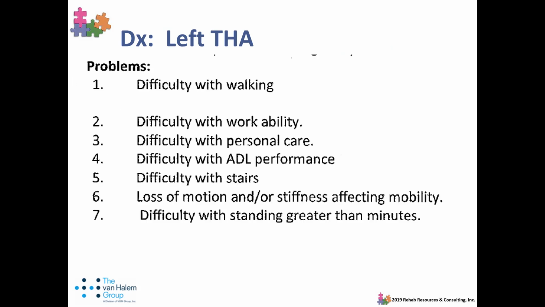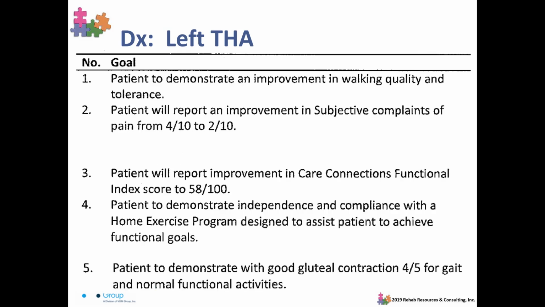Now, this patient's problems for a left total hip are listed here. Difficulty with walking, workability, personal care, ADL performance, stairs, loss of motion, stiffness, and standing. However, when you look at the goals, they're not all objective and measurable. So you have an improvement in Care Connections and subjective complaints, but again, we have that standard goal of improvement in walking quality and tolerance, but it's not objective. We have a good gluteal contraction to 4 and independence and compliance with a home exercise program.